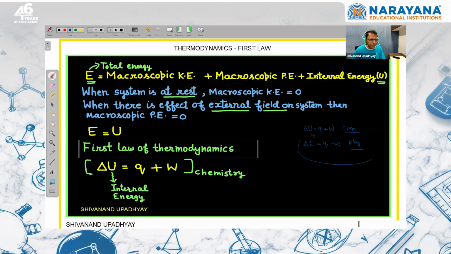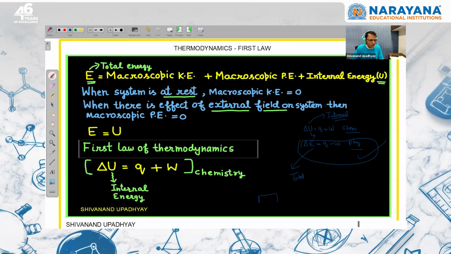So this is the European convention which is used in physics, and this capital E is total energy. Here in chemistry, we are using U, which is internal energy. So we should understand what is the difference between total energy and internal energy, right? When we are discussing here, capital E is macroscopic kinetic energy plus macroscopic potential energy plus internal energy. What does macroscopic mean?